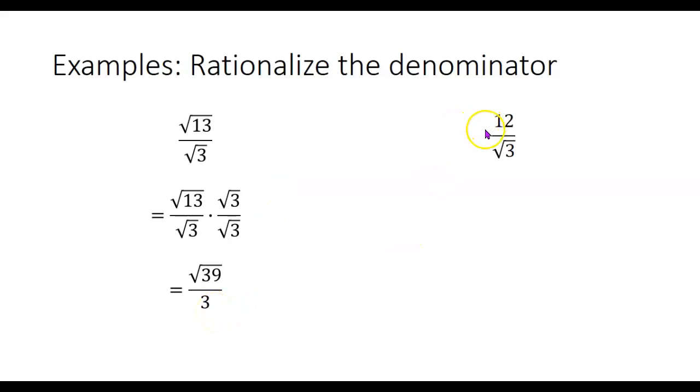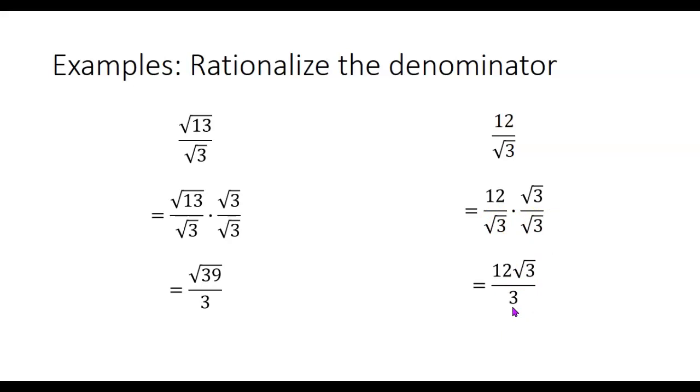Let's try another one, 12 over the square root of 3. Remember what we did last time? We're doing the same thing here. We're multiplying by the square root of 3 on top and on the bottom. This time it's just a 12, not a square root of 12, but just a 12 times the square root of 3. So we have to write that as just 12 times the square root of 3. The 12 is not under a square root sign, but the 3 is. And on the bottom, again, square root of 3 times square root of 3 is 3.